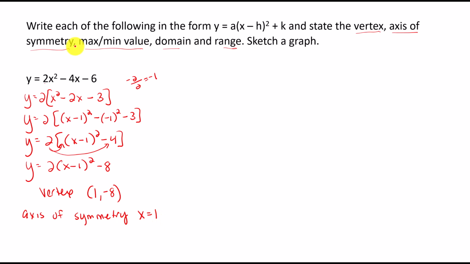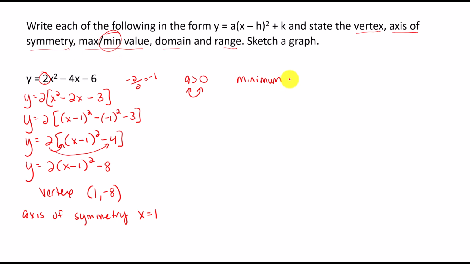Now, for my max or minimum value, I need to look at this a, and I can actually look at a here, or I can look at this positive 2 in front. And since a is greater than 0, a is positive, I know that my graph is going to open up. So what I can say is that I'm going to have a minimum. I need to be able to identify it as a minimum.